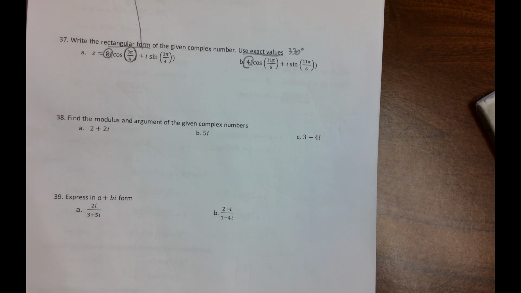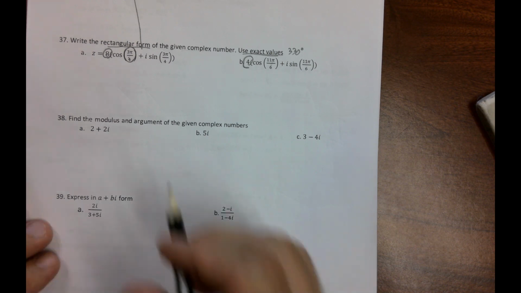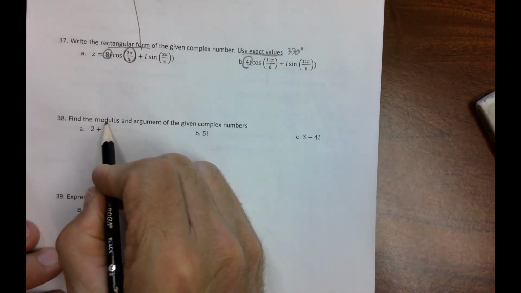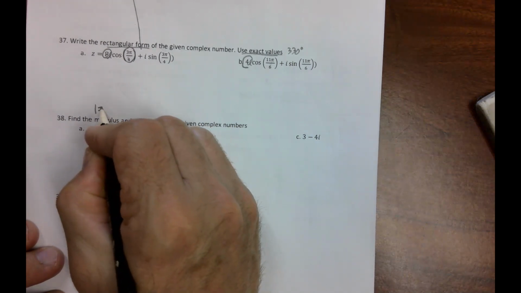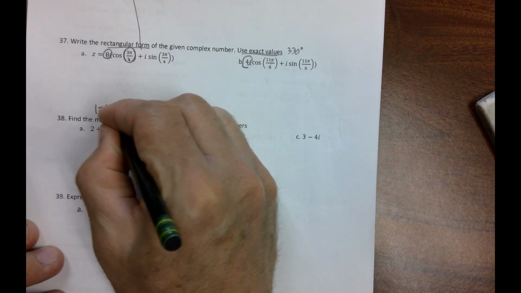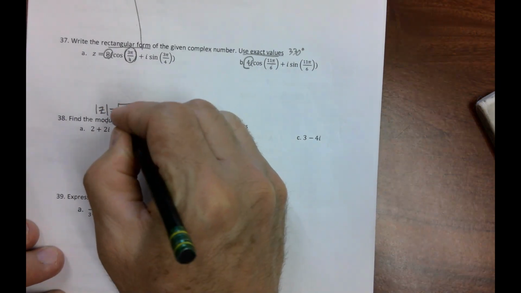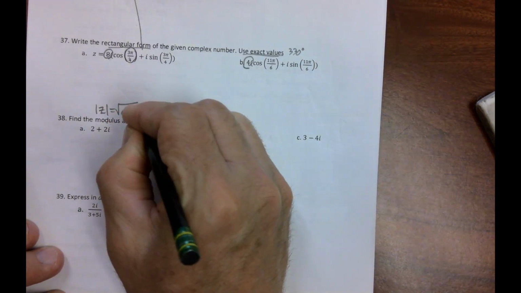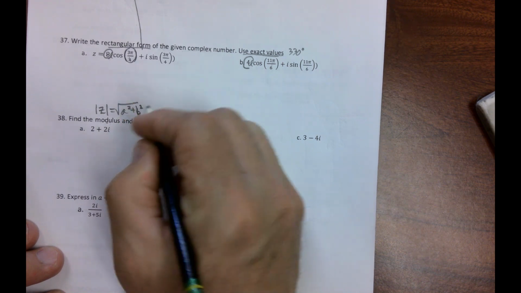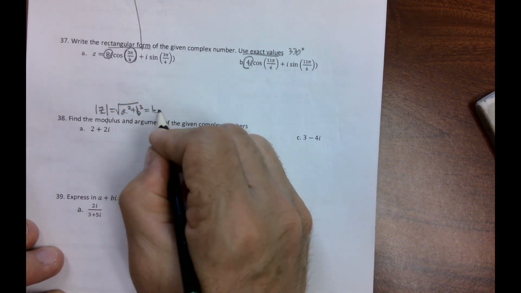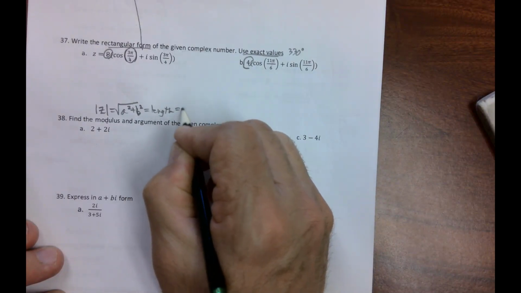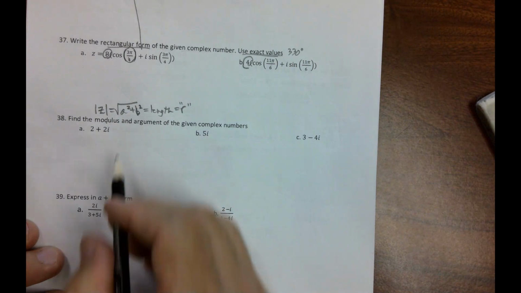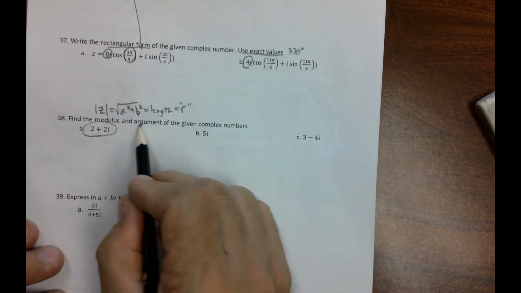Hey, we're almost done. It says find the modulus. Remember, modulus is another word for magnitude, which is just another way of saying Pythagorean theorem, which is just the length of your spinner, or your radius. There are so many different ways to think of this. We'll get to the argument in a minute.